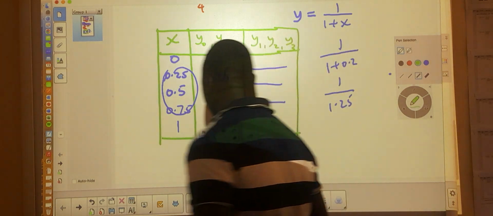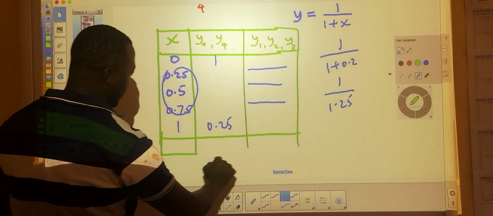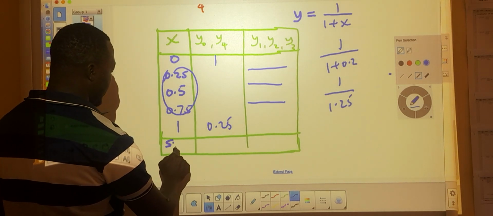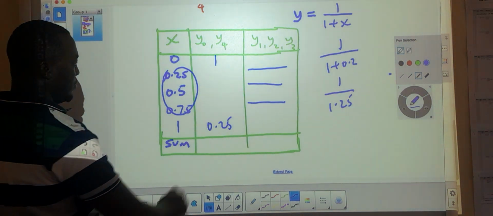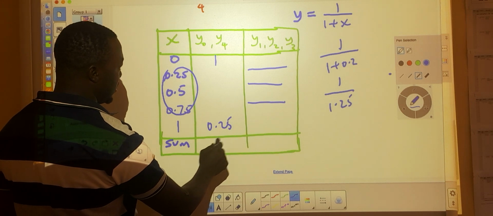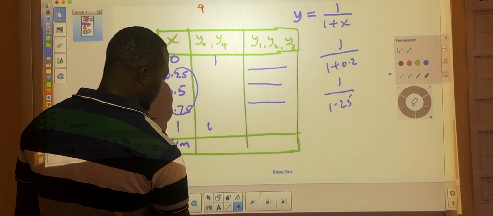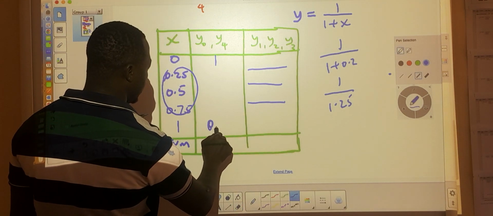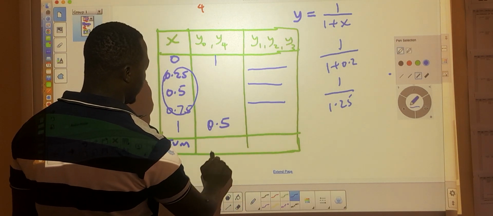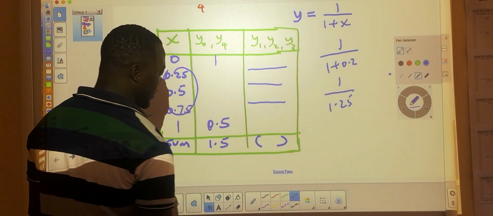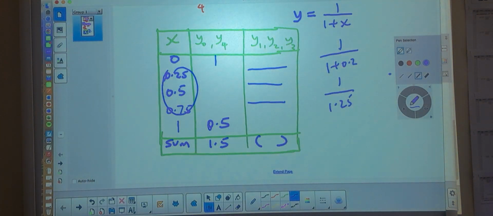So we shall not stop there. We shall now have to proceed such that we get the sum. We need to get the sum of our values. So 1 plus 0.5, that will give us 1.5. Then we also need to get the sum of the middle values and write it here. Now, having gotten those two sums, we now substitute back in the formula for the trapezium rule.